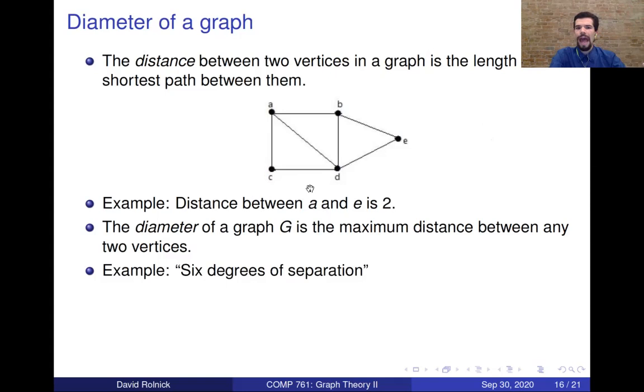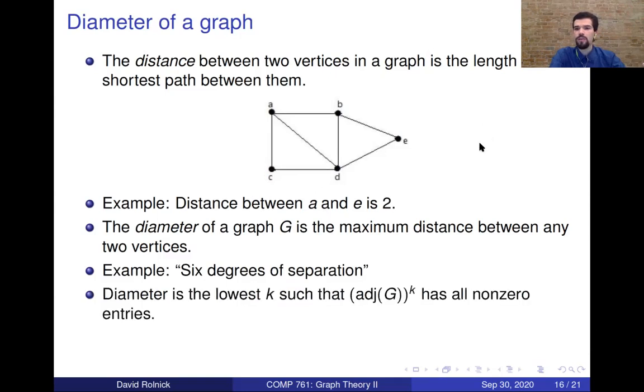Okay, so how does this relate to the adjacency matrix? Well, it's just the lowest k such that the kth power of the adjacency matrix has all non-zero entries. Because if the kth power has all non-zero entries, then that means that there is a k-edge path from any vertex to any other vertex. So I guess that's one way to work out the diameter if you want. It's also just a connection between things, and I like these connections.